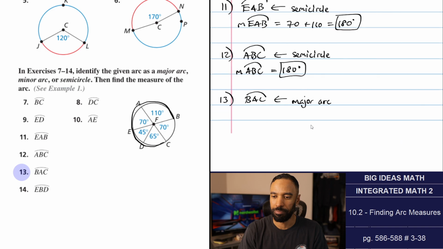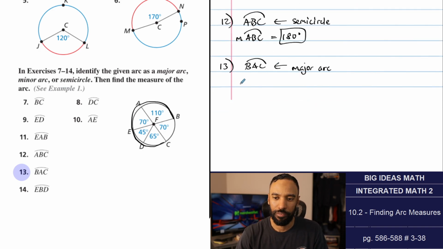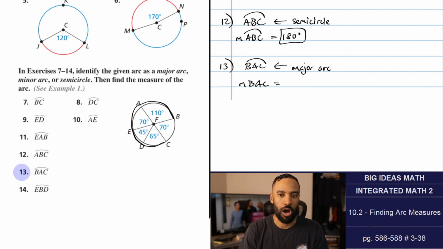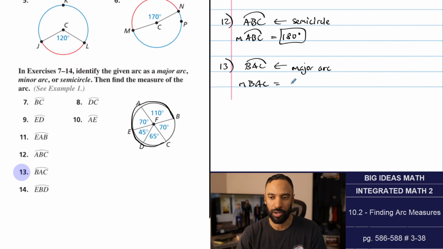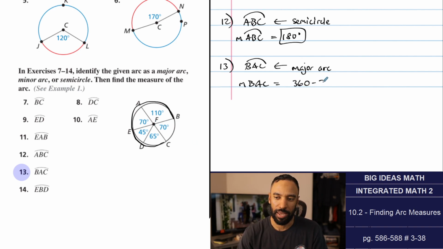Let's drag that one down. And the measure of arc BAC, you have different ways you can do this. You can add up all these other measures here, but it's also 360 minus the 70, right? Any major arc, you just subtract the minor arc that it comes out of. So 360 minus 70, which is 290 degrees.